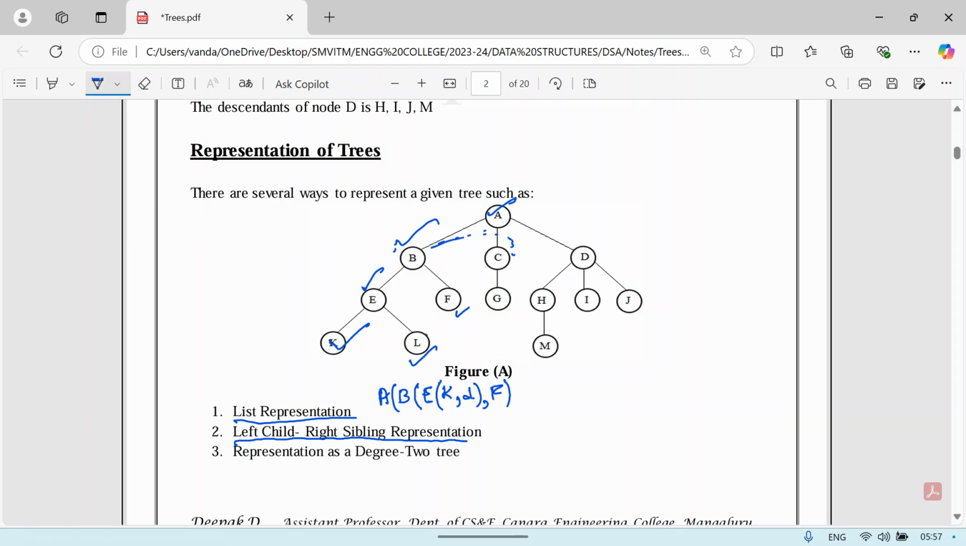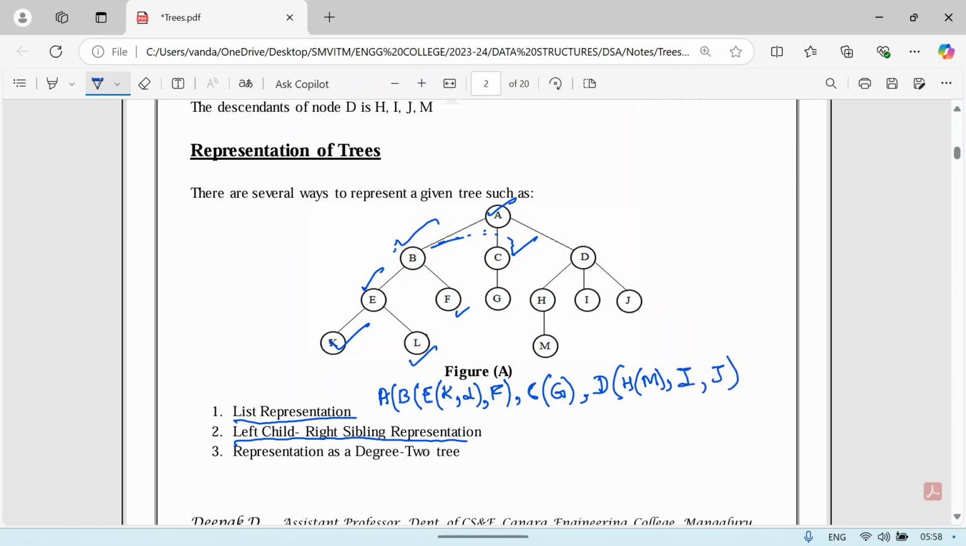Now we will come to this part. So, comma. B's sibling, right? So, C. C is having a child node, so G. It's the only child, so like this, comma. D. Its child node is H. And H is again having children, so M, comma, I, comma, J.